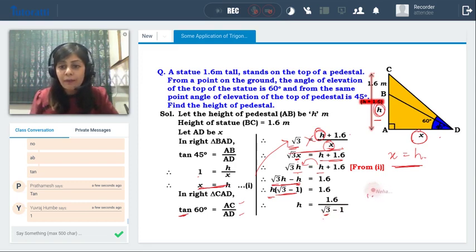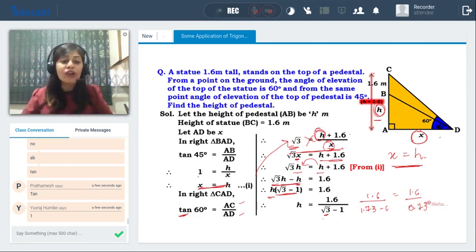Root 3 minus 1 would become 1.6 upon 1.73 minus 1, equal to 1.6 upon 0.73. Unless you're fond of long calculations, do not do this. Yes, do not do this.